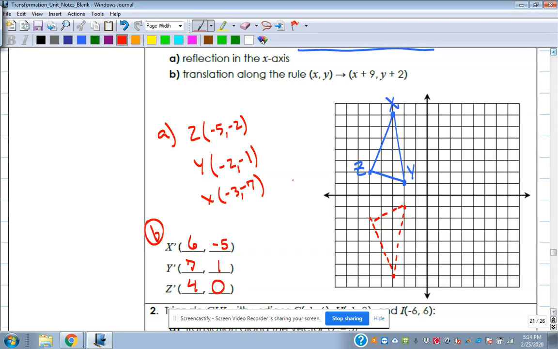So then I would plot those points as the image, x prime, y prime, and z prime. Don't go back to the originals. Go back to the previous step to do your next transformation from. Okay. So 6, 1, 2, 3, 4, 5, 6. 1, 2, 3, 4, 5. There's x prime. 7, 1. Y prime. 4, 0.